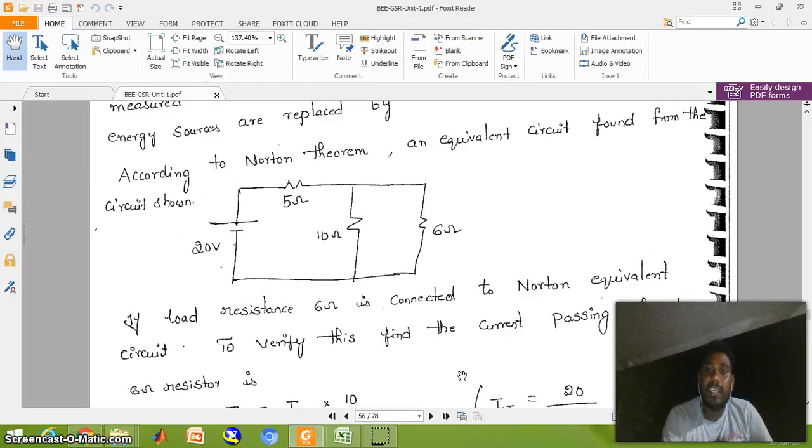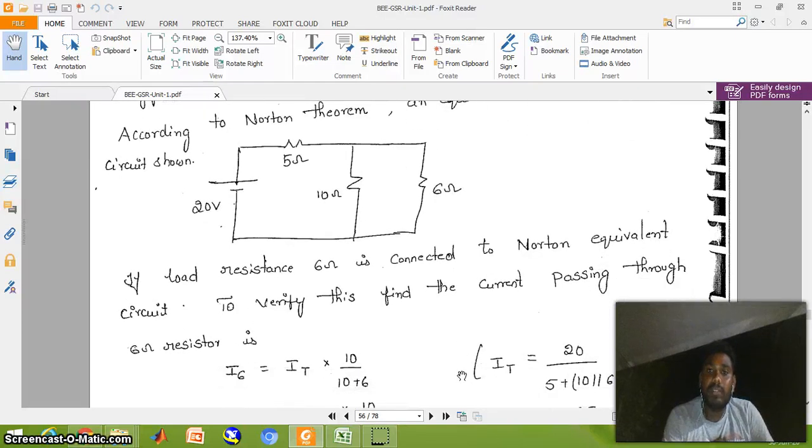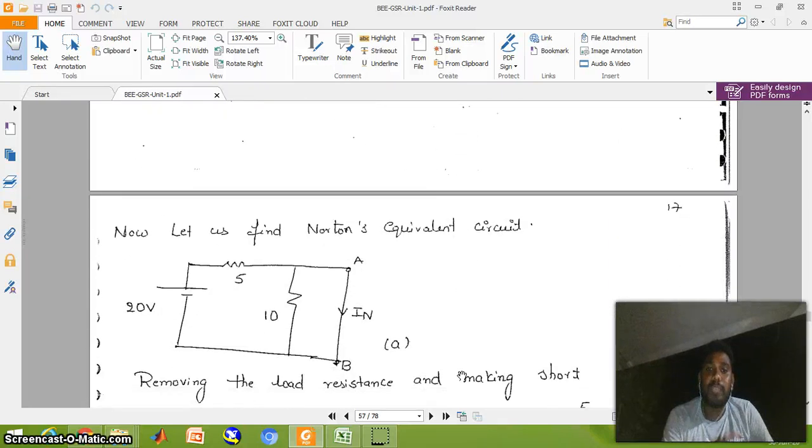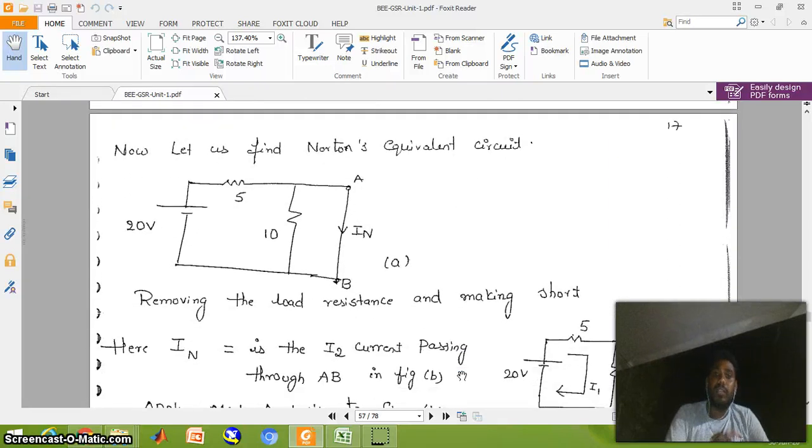Now calculate the current and voltage across the 6 ohms by using Norton's theorem. As per Norton's theorem, the 6 ohm resistor is removed and the terminals are short circuited. This short circuit current is the same as Norton's current. Calculate Norton's current for this circuit.